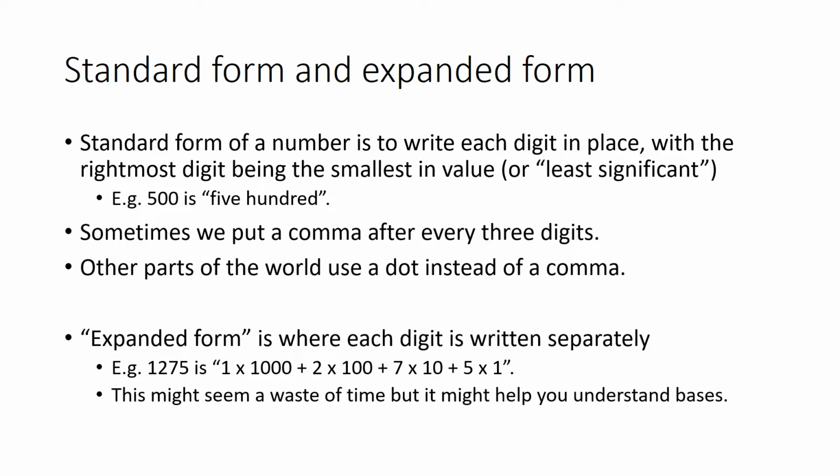Expanded form is where you write each digit separately. So for example, the number 1275, you write that as 1 times 1,000 plus 2 times 100 plus 7 times 10 plus 5 times 1, which may seem a bit counterproductive, but it is useful later on when you start to compare how we do things in decimal to in other bases, which is why I'm telling you about it just now.